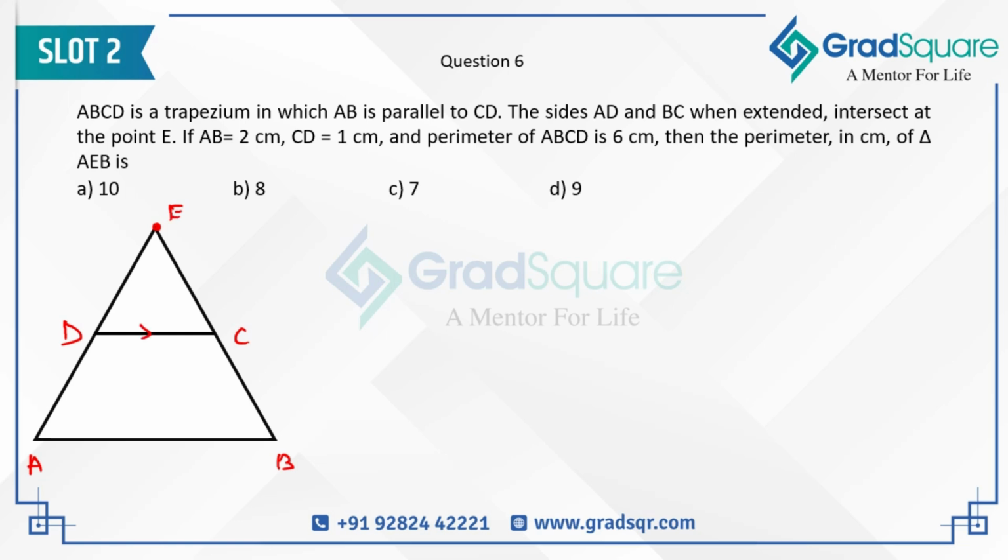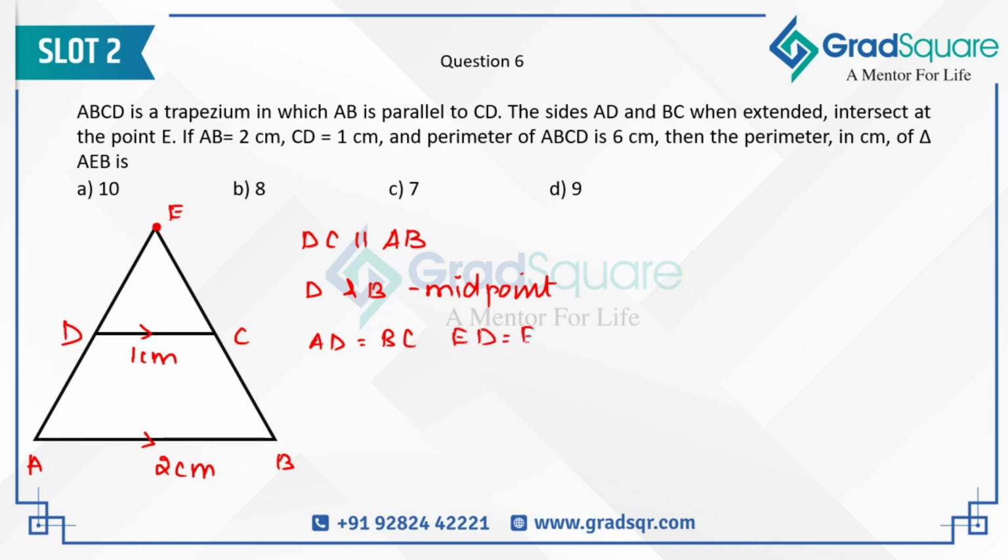And DC is parallel to AB and AB is given as 2 centimeter and DC is 1 centimeter. By just looking at the figure itself, we'll be able to recollect a famous theorem. So when DC is parallel to AB and DC is going to cut the sides AE and EB, that means D and C will be the midpoints of the sides. That means it is going to divide the sides into two equal halves. That means AD will be equal to BC and ED will also be equal to EC.